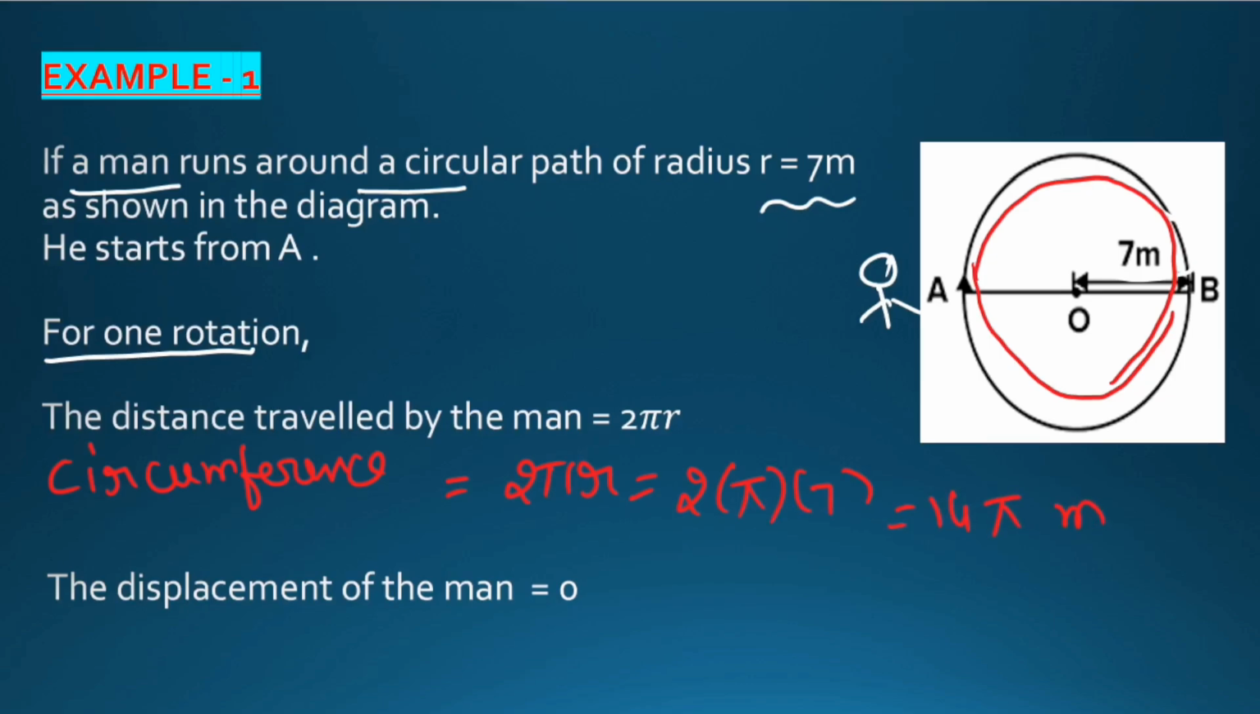Now, what is the displacement? He started at point A. After completion of one rotation, he reaches back to the same position. Then is there any change in position after completion of one rotation? No. Hence the displacement equals 0. That is the difference between distance and displacement.